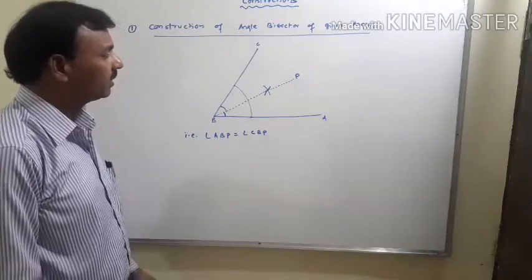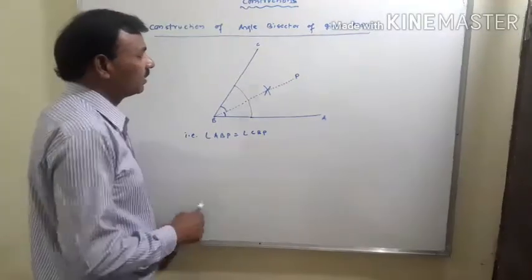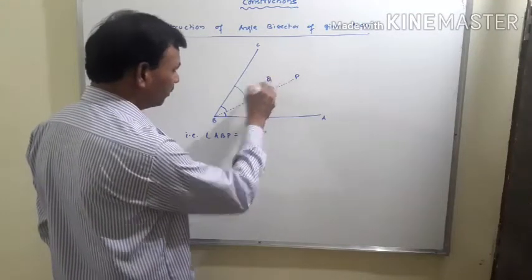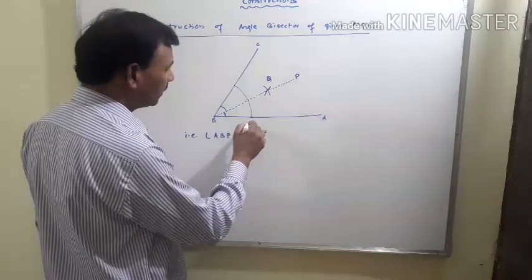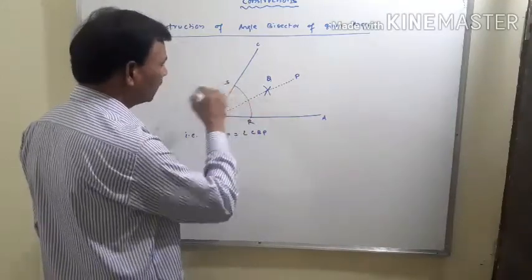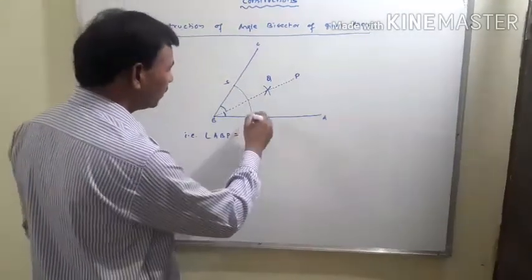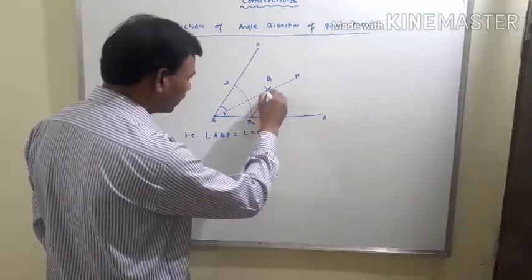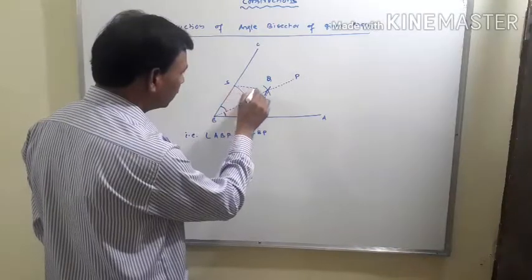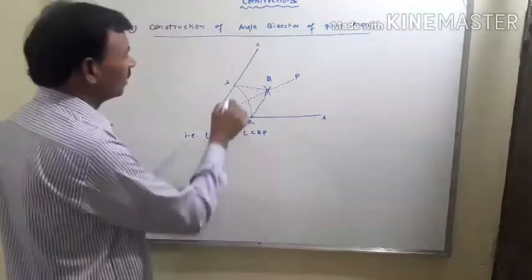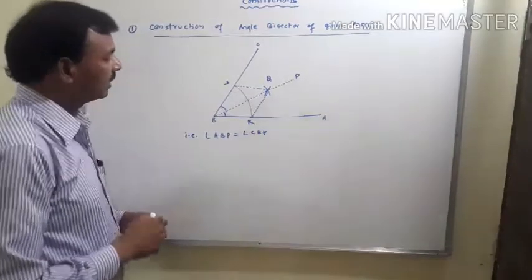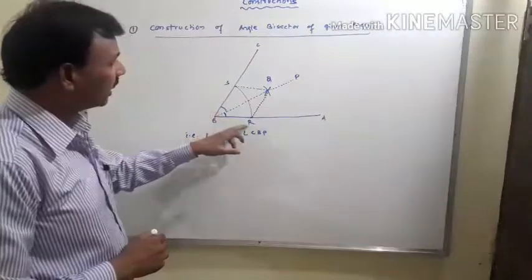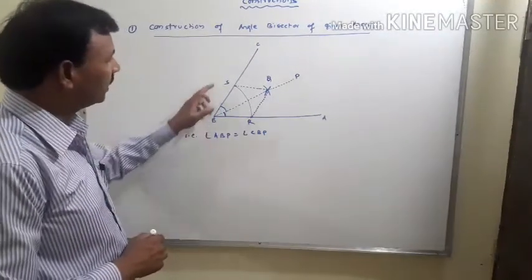Now how to prove it? For this, suppose this point is represented by Q, this point is R and this point is S. Now join R to Q and S to Q, like this. Now here you can say that there are two triangles: the first is triangle BRQ and the second is triangle BSQ.